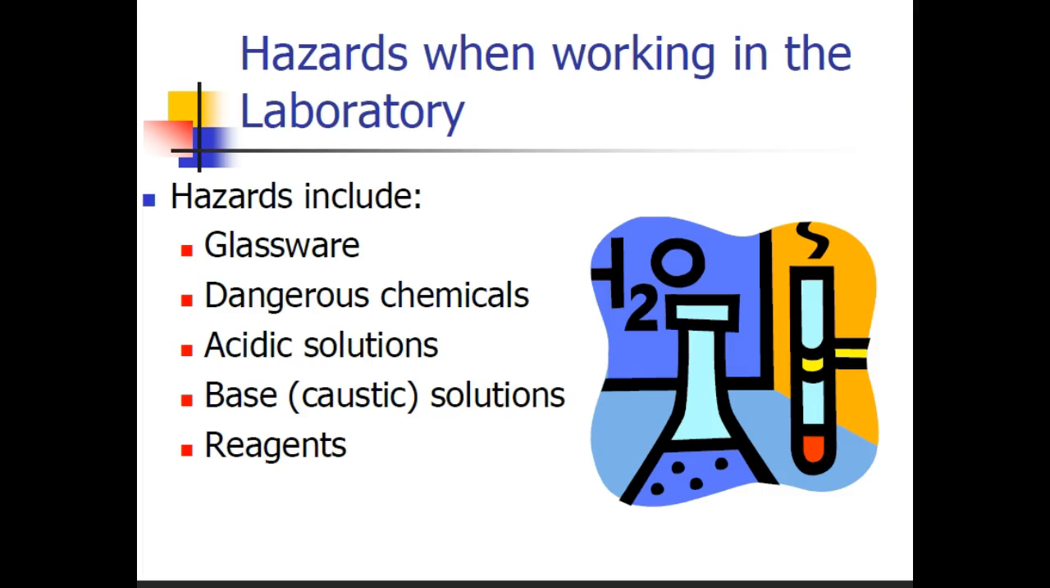So hazards when working in the laboratory include glassware, dangerous chemicals, acidic solutions, base and caustic solutions, and reagents. We want to make sure we always have our personal protective equipment on, our PPEs, which could be a smock. We're talking definitely safety glasses or a shield. Depending on what you're doing, gloves, numerous things, but you always want to make sure that you're doing things safely.